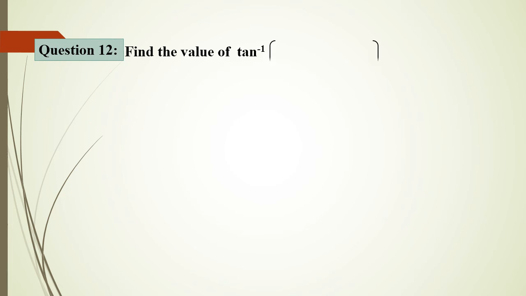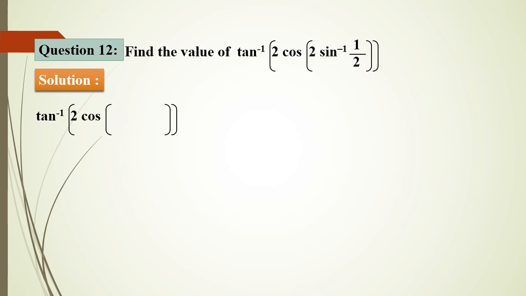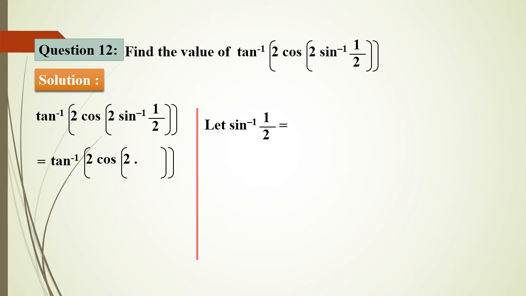Next, find the value of tan inverse of 2 cos of 2 sin inverse of 1 by 2. Finding the values of the respective terms will be very simple here. First simplify sin inverse of 1 by 2. Okay, next, write the given term as it is first, that is tan inverse of 2 cos of 2 sin inverse of 1 by 2. How much will it be? It is pi by 6.